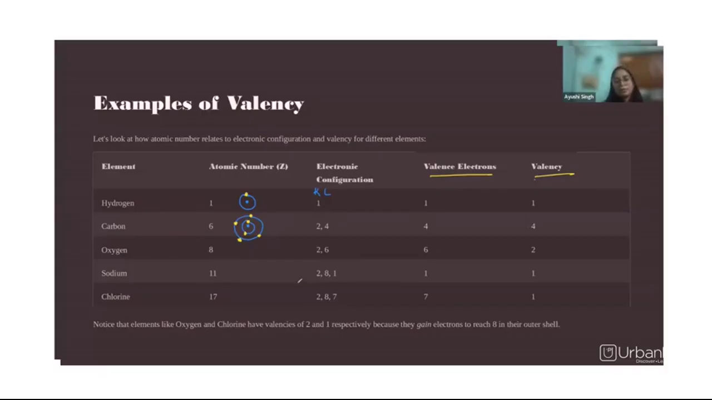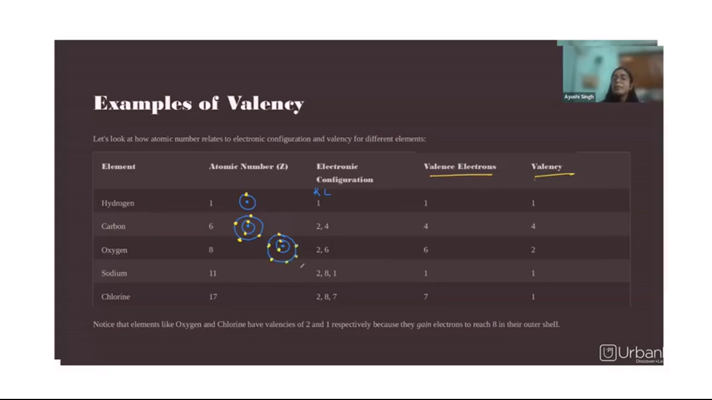Now, if we talk about oxygen, again you can see that it has this and this shell. Here 2 electrons are there, but the atomic number is 8, right? So 2 is here and 6 is here.